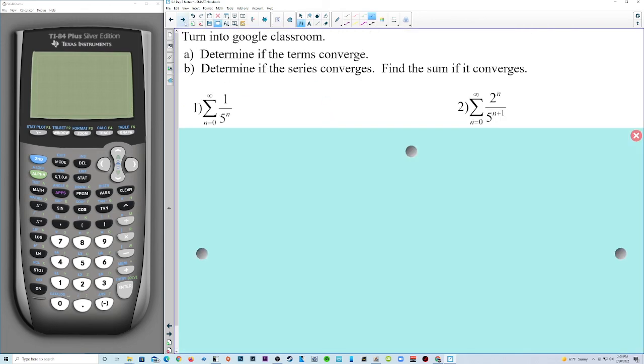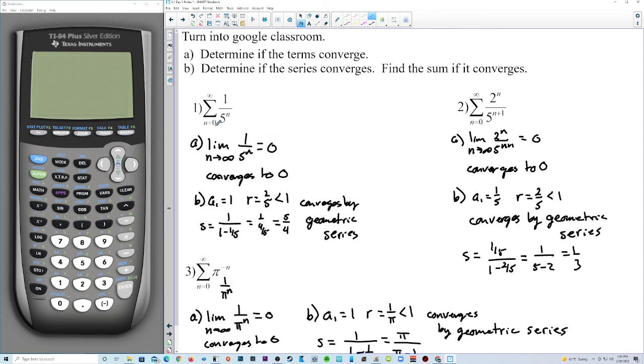Turn into Google Classroom: determine if the terms converge, determine if the series converges, and find the sum if it converges. Do I have it all written out?